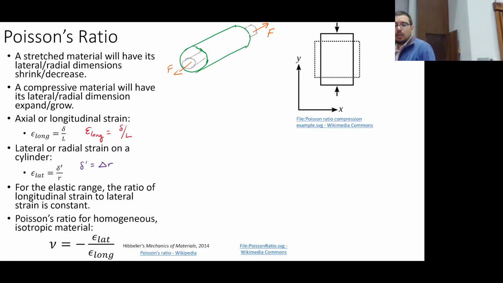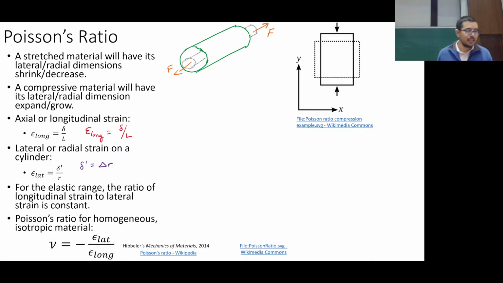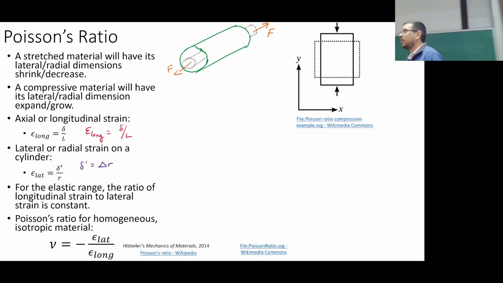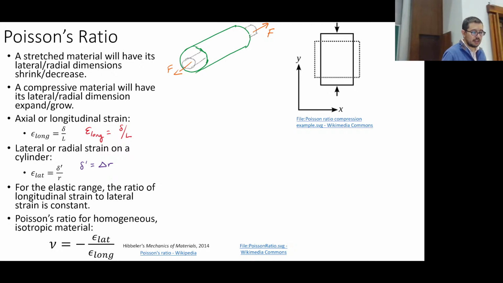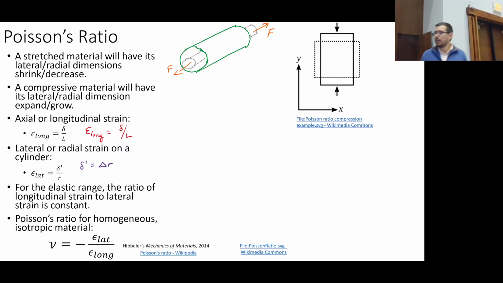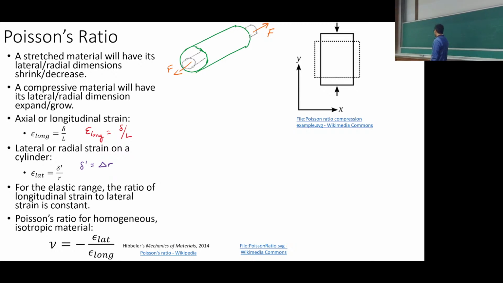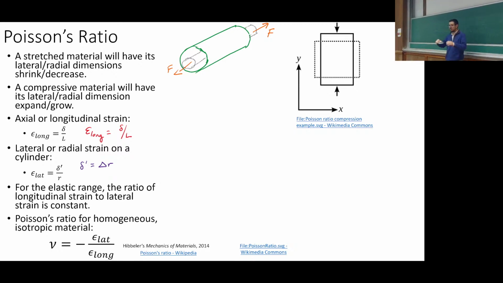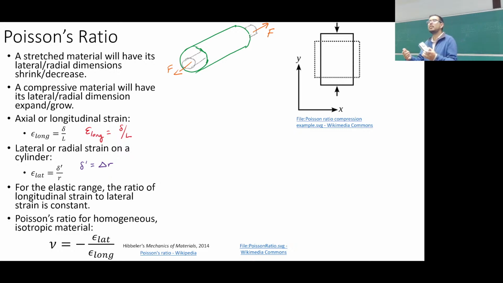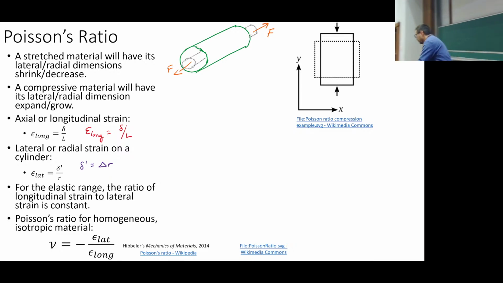Okay, so the last material property, I think this is the last one we're going to cover today, is something called Poisson's ratio. If I take this material and I stretch it, what happens to the cross-sectional area? We haven't really talked about this.